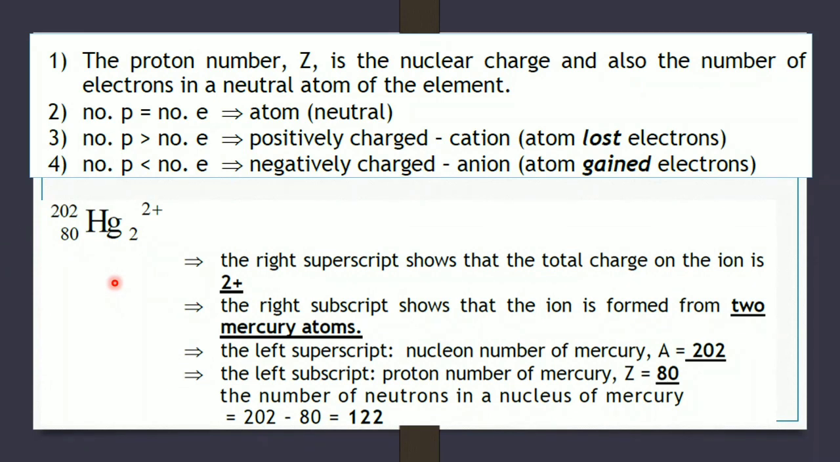So let's look at this example. The right superscript shows that the total charge on the ion is 2+, and the right subscript shows that the ion is formed from 2 mercury atoms. And the left superscript shows the nucleon number of the mercury, which is 202, and the left subscript shows that the proton number is 80. So based on the information, we can find the number of neutrons, which is 202 minus 80, equal to 122.